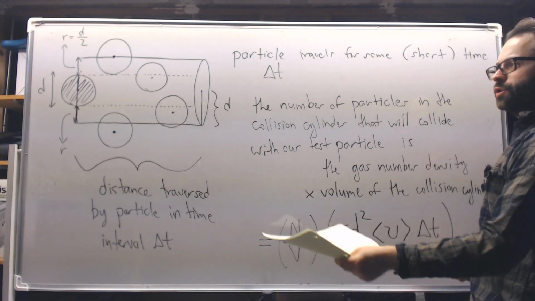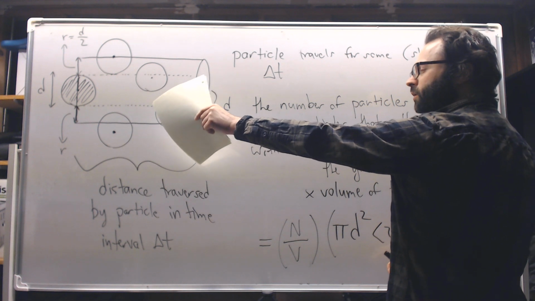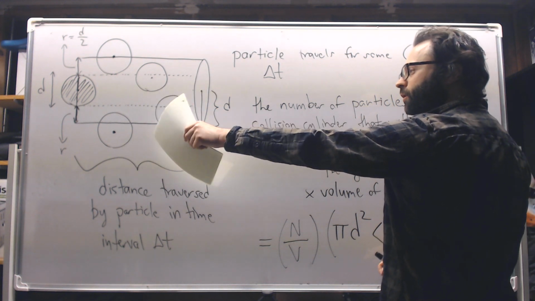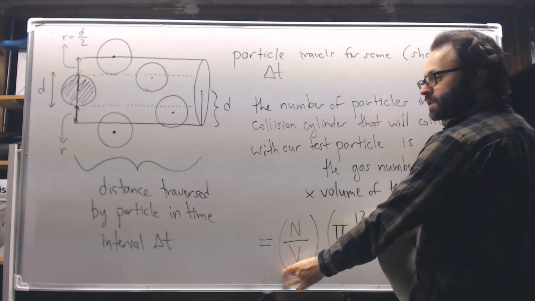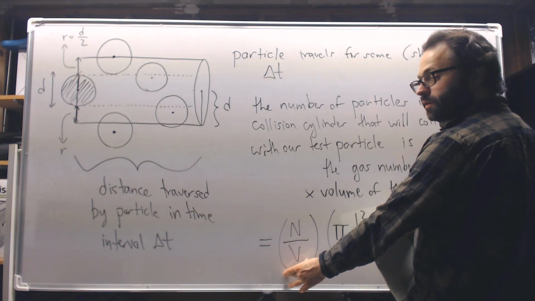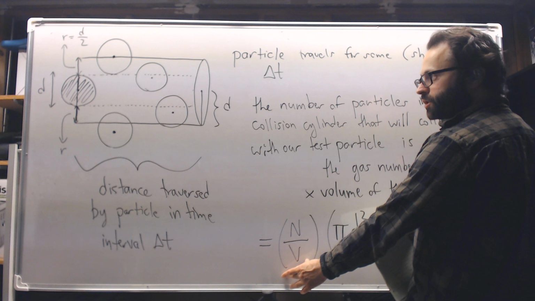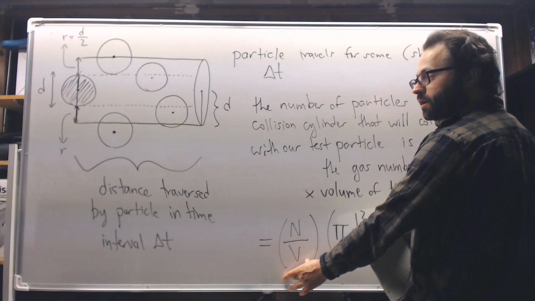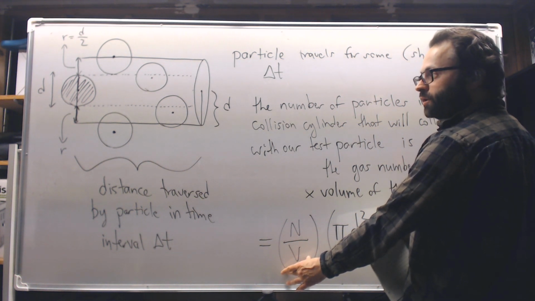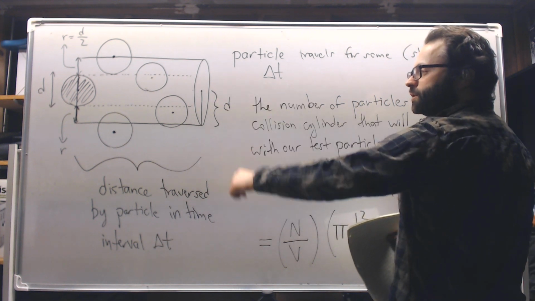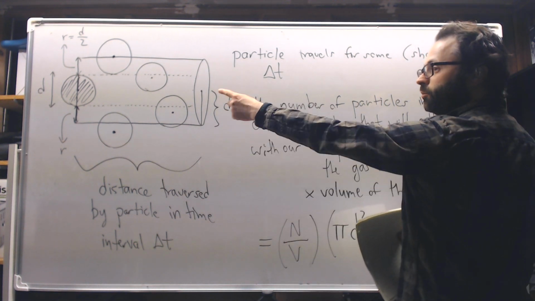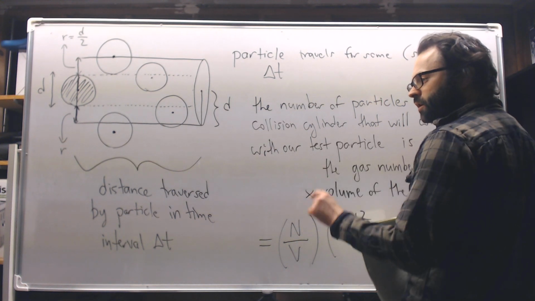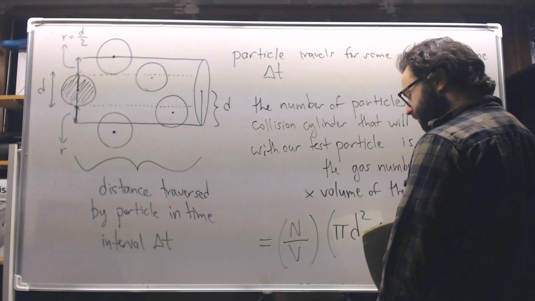That number of collisions that the particle will undergo depends on what the density of the gas is. The larger the density, the more collisions there will be, which makes sense. If the gas is concentrated, it will have a large number density. There will be many guys in this collision cylinder. If the gas is very dilute, this will be small. There will be few guys in the collision cylinder as our test particle sees it.